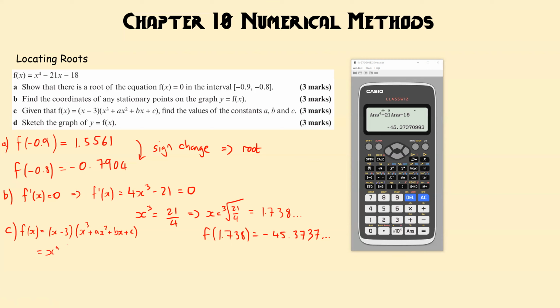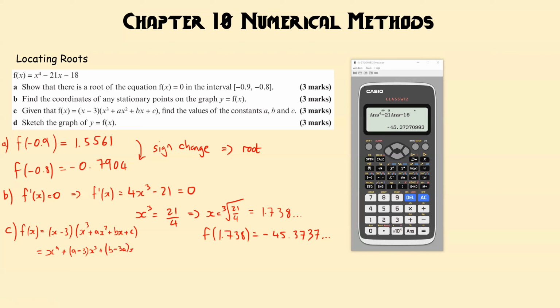Thinking about the terms that are going to give me x cubes, it's going to be this ax squared times by x, that's going to give me a positive a, and then this minus 3 times x cubed. So I get a minus 3 x cubed. Thinking about x squared terms, it's when I times this minus 3 by ax squared, so that's going to be a minus 3a, and when I times x by b, so that's going to be a plus b minus 3a.